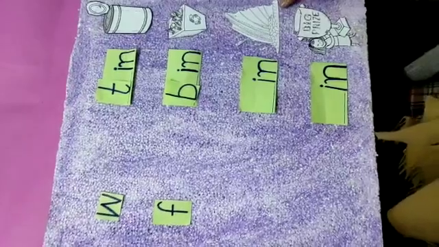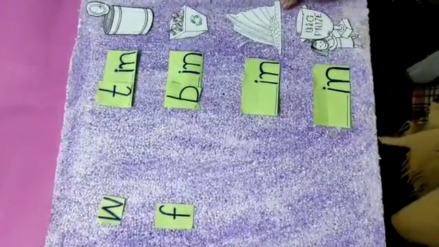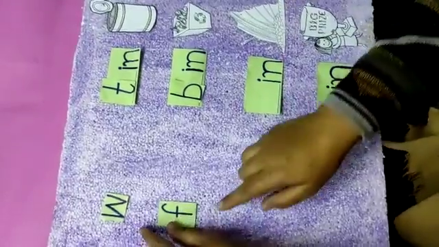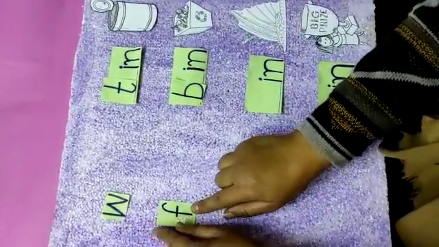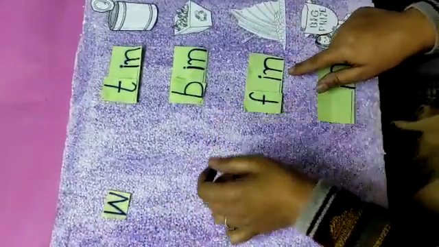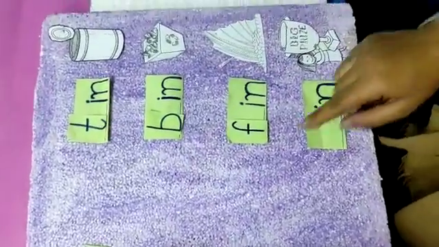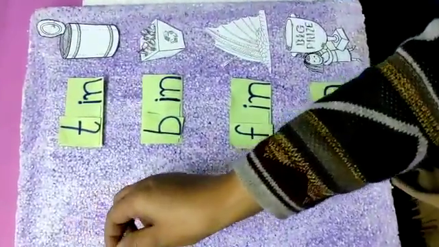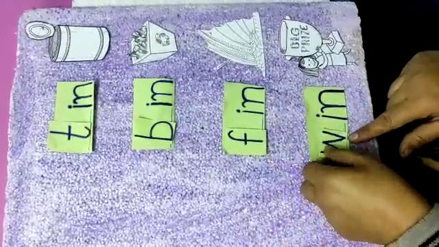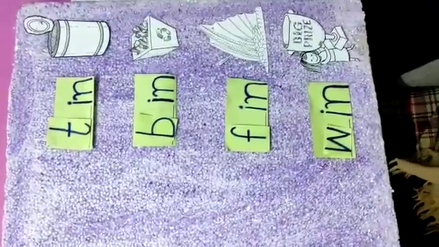What is this? This is a fin. F in fin. Yes. First letter is F. F in fin. Last picture, win. V in win. I hope you enjoy this activity.